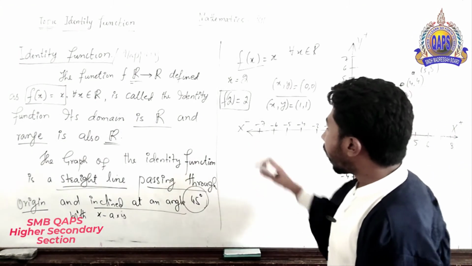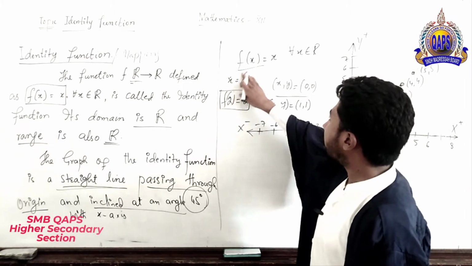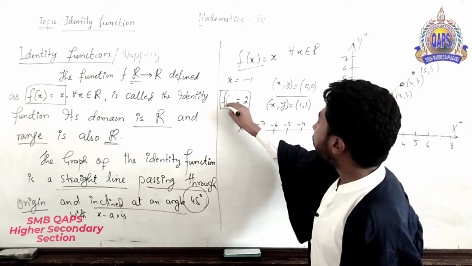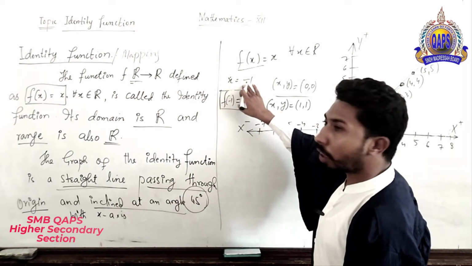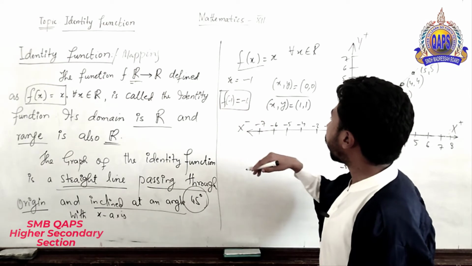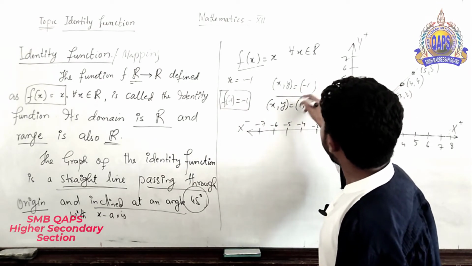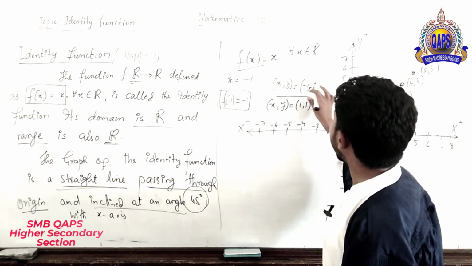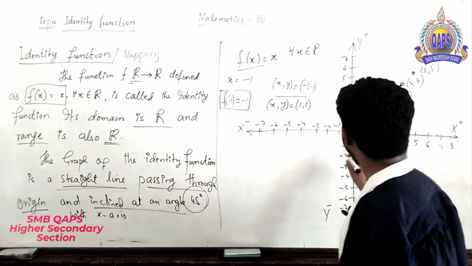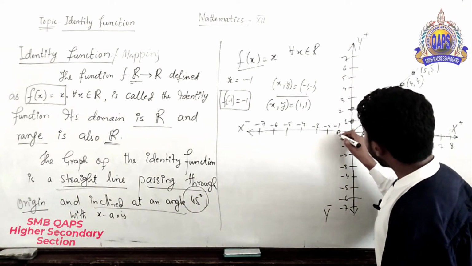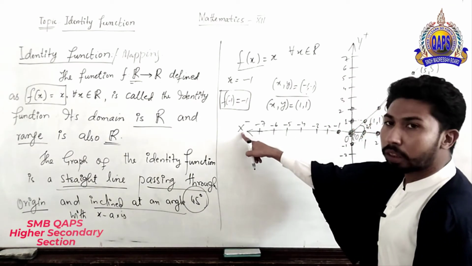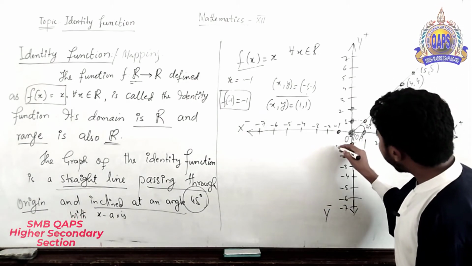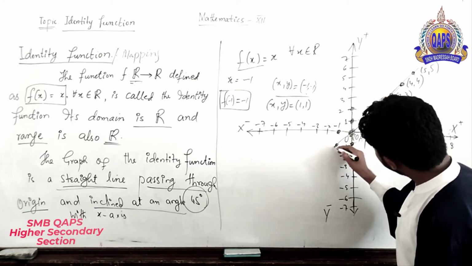So here if we choose a negative number for x, suppose we choose the negative 1 value of x, then the outcome will be the same, negative 1. Here the negative 1 value of x gives us negative 1 as the value of y. So negative 1 represents the negative value of y. So here negative 1 and here negative 1. This value represents negative x and this value represents negative y. So in this situation our graph is lying on this point.